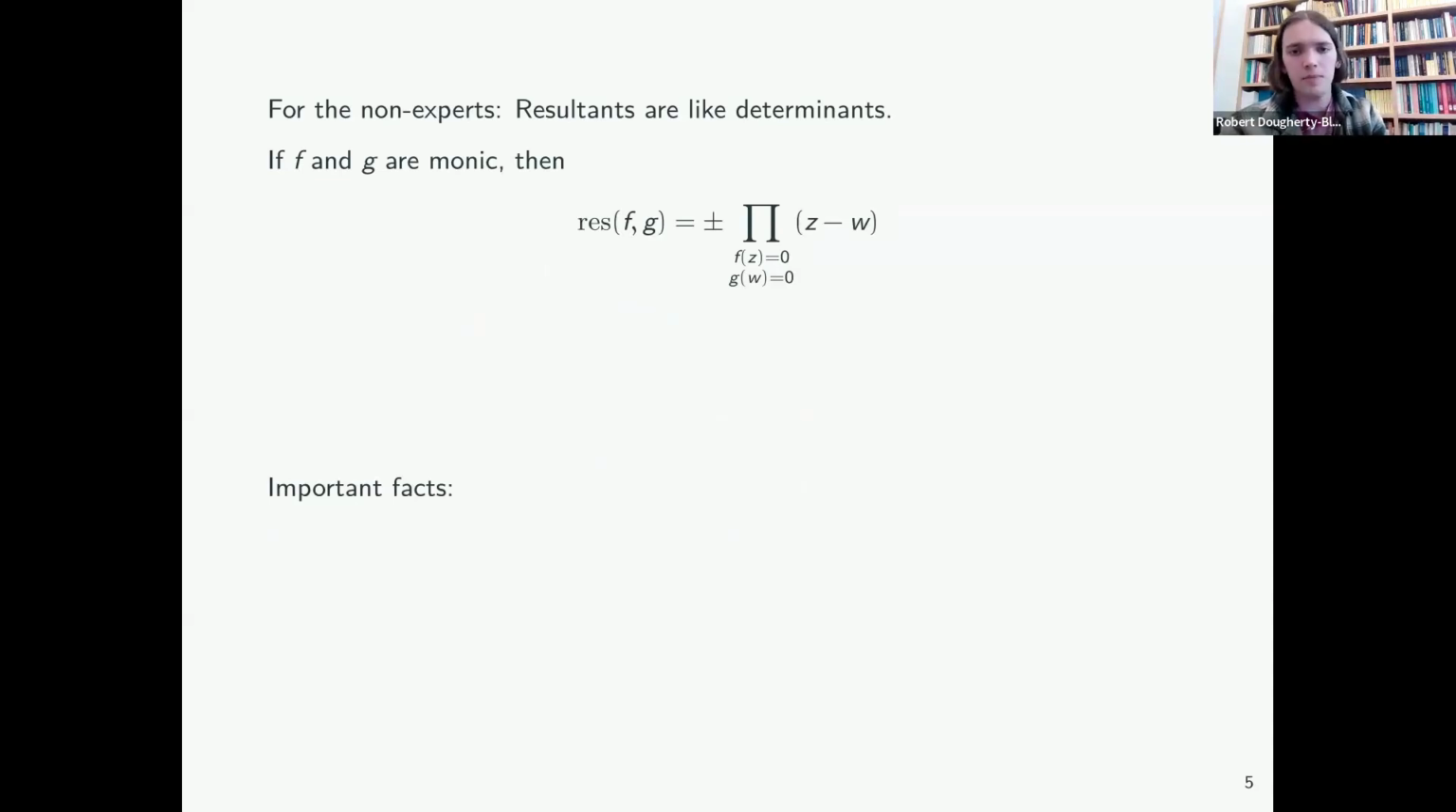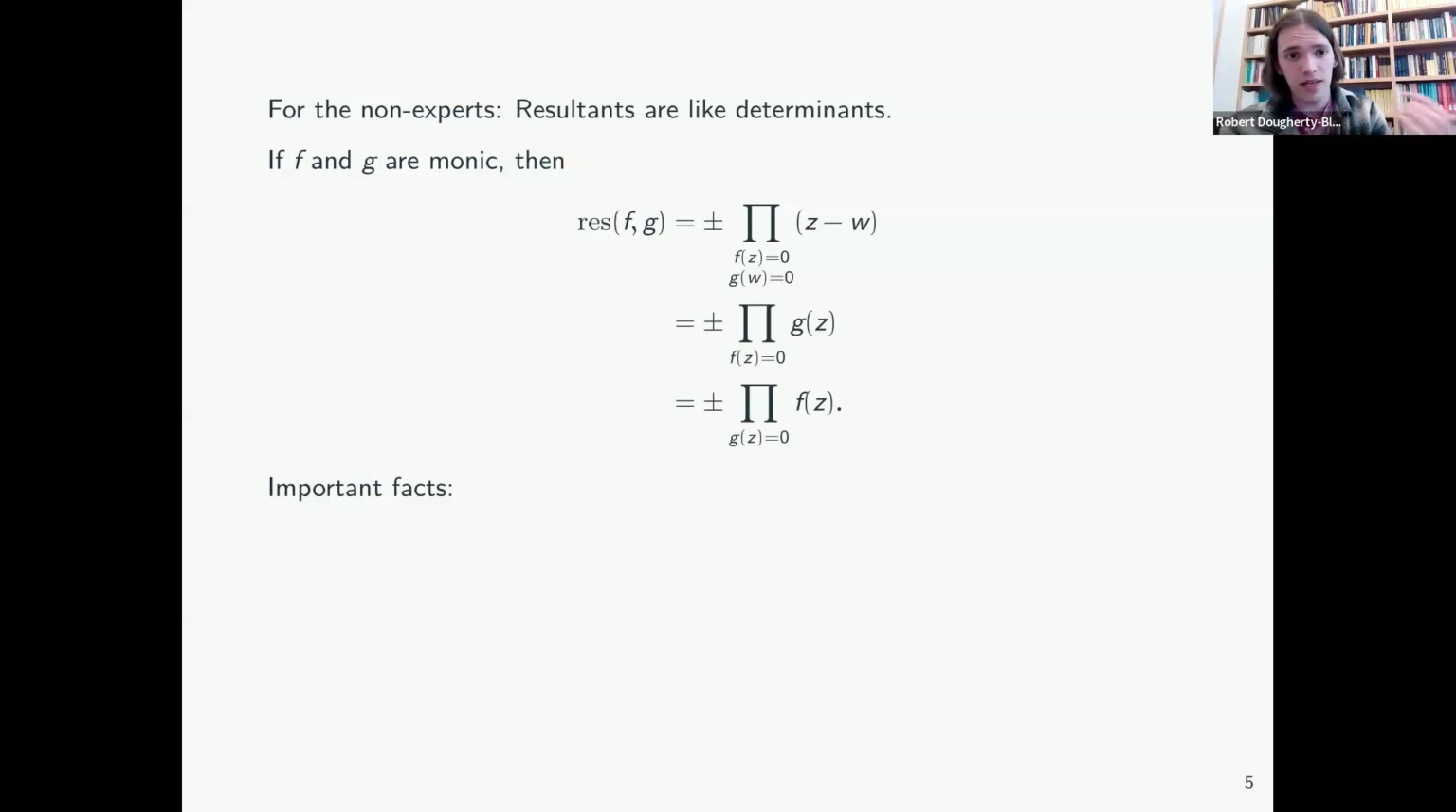Then you multiply all of these pairwise differences together. And then there's a plus or minus sign out front that depends on the degree of f and g, but we don't really care. So I'm just going to write plus or minus because it's not relevant. If you think about this definition for a little bit, you can think of it another way. You can also compute the resultant by taking all the roots of f and plugging them into g, and then multiplying all of those values together.